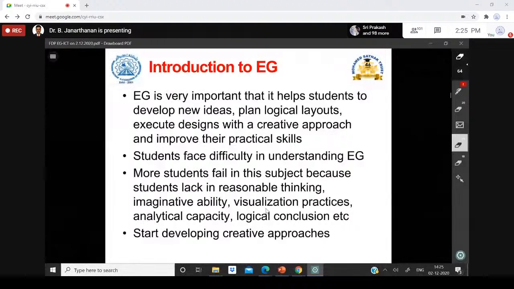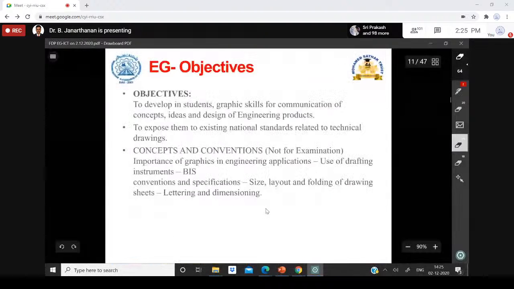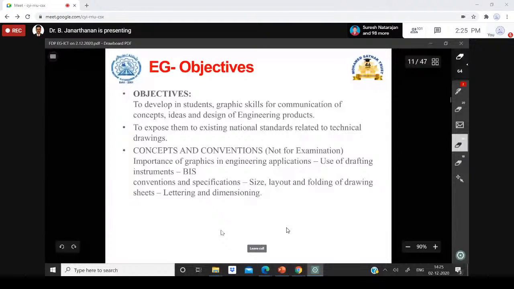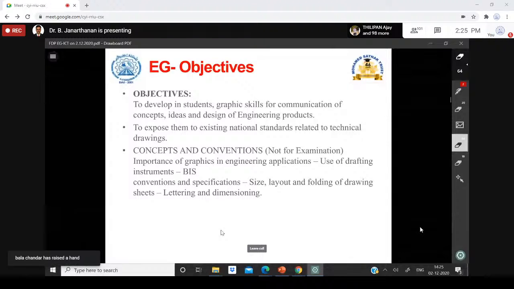So faculty, we have this challenging task to make the students understand this, because it is one of the new subjects they might not have been introduced to at the school level. Even though in some boards they have drawing as a part of mathematics, they might not have studied this drawing exclusively.